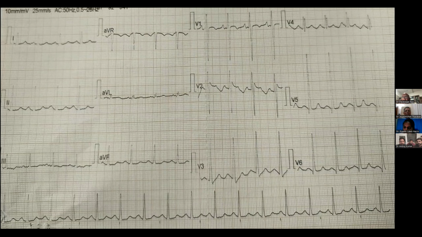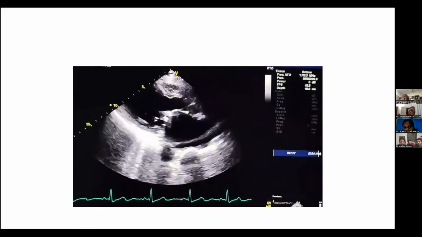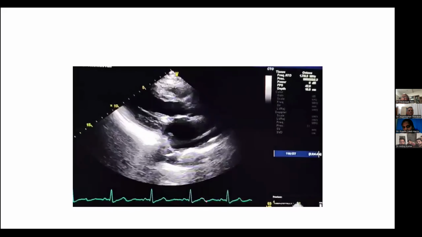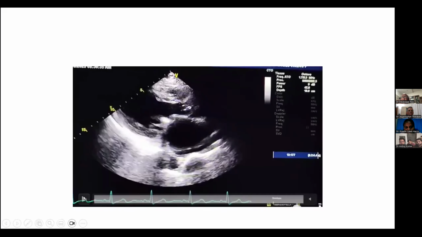Okay, go ahead. Next. Sir, this is the echo. I will give a running commentary. This is the parasternal long axis view echo. It shows thickened and calcified mitral leaflets, both the anterior and the posterior mitral leaflet, with diastolic doming of the anterior mitral leaflet, sir. The LV cavity appears to be dilated and the LA also appears to be dilated, sir.